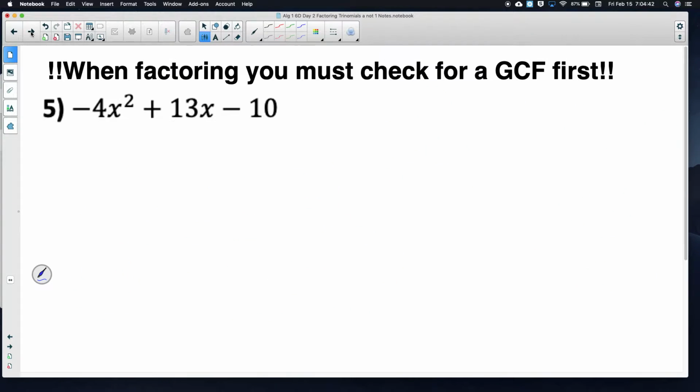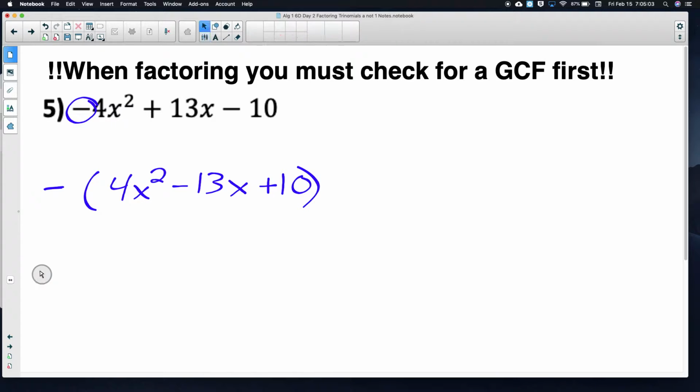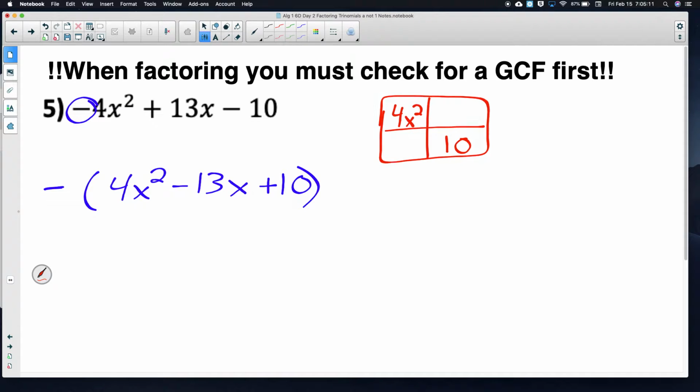And our last one we've got today. Negative 4x squared plus 13x minus 10. Is there a greatest common factor here? Well, there is, because my leading term is negative. So I need to factor out a negative, and I'm going to be left with 4x squared minus 13x plus 10. So now if I go over into my box, I got 4x squared here, 10 down here, so they need to multiply to give me 40x squared. They need to add to give me that middle term of negative 13x.